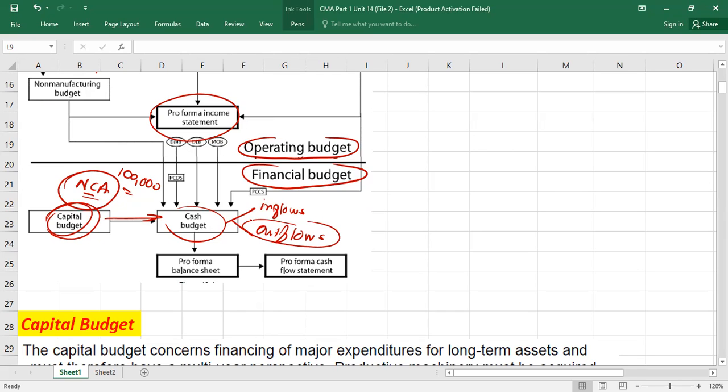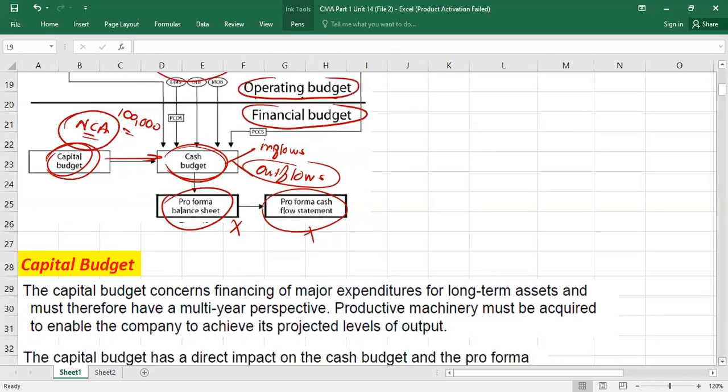Once the cash budget is ready, we can prepare the pro forma balance sheet and the pro forma statement of cash flows. Please remember, these two things are not required to be prepared in your exam. So here we go. Our topic for today is the cash budget.